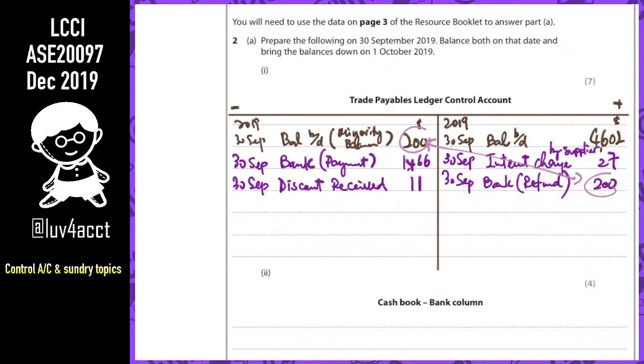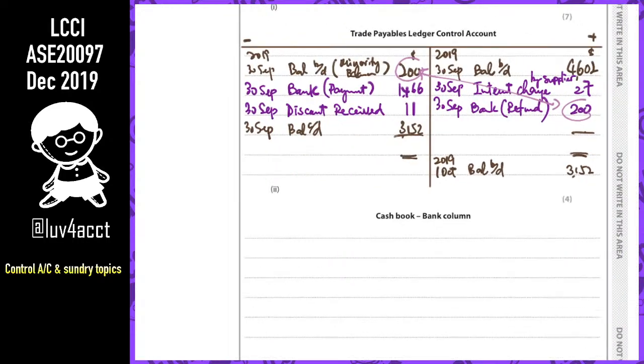That is 3152. Balance carry down, 30th September. And then the total. Please write the total on your own. Year 2019, 1st of October, the next day you will have this amount and no more minority balance. If in this case you do not have any refund from Sarah, then you have to carry down the minority balance as well. But this time you have.